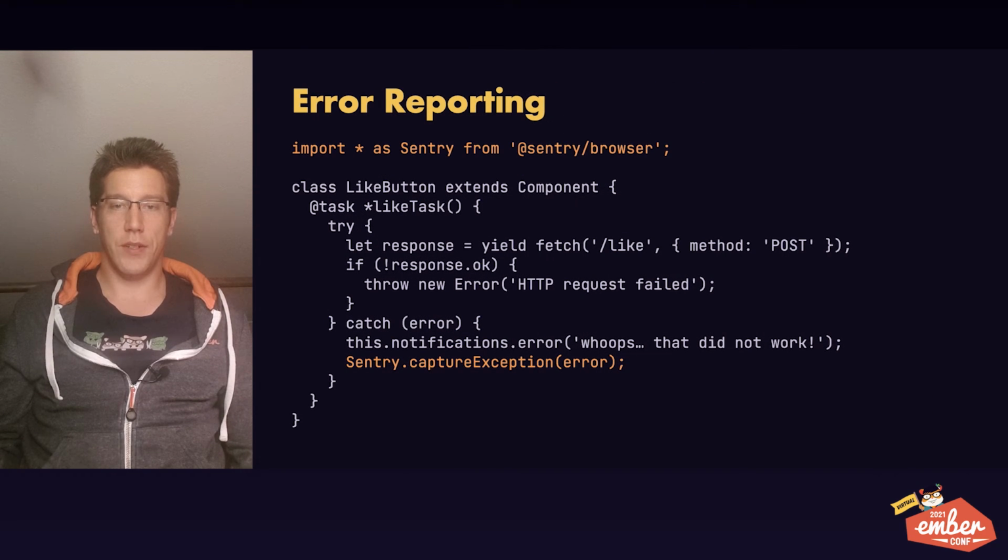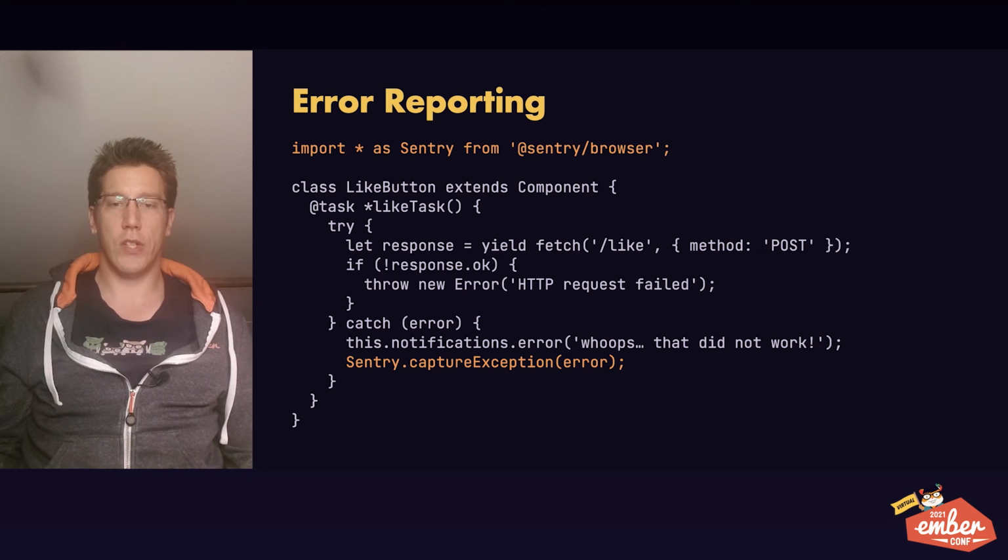Let's look at how to use it. By default, all uncaught errors and promise rejections will automatically be sent to Sentry. But we can explicitly send errors to Sentry too. We first import the @sentry/browser package, and then we call the captureException function and pass in an error object.